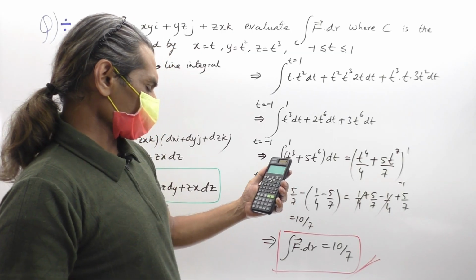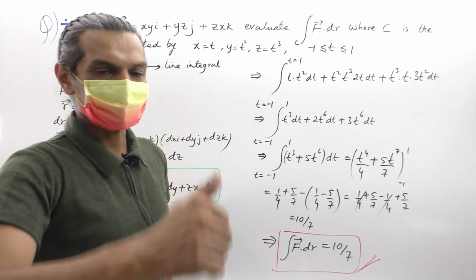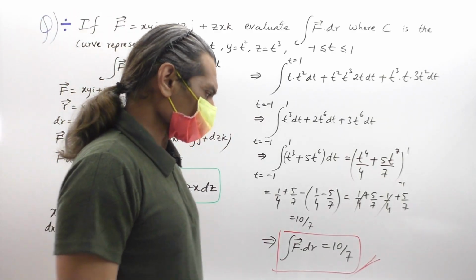It will take some time. Yeah, perfect. The answer is 10 by 7. That's the 100% perfect answer. So whatever you calculate, you can use that and get the answer directly, or verify it.